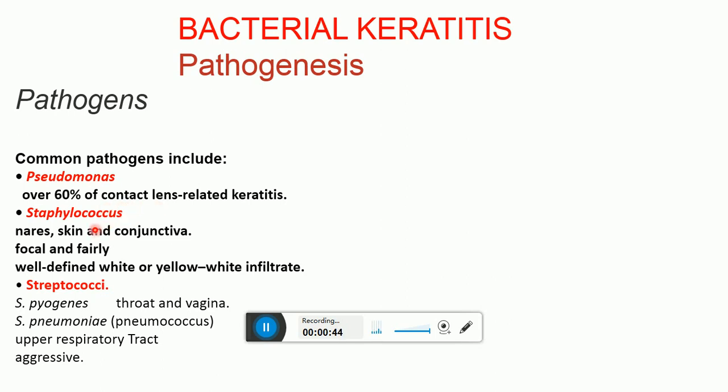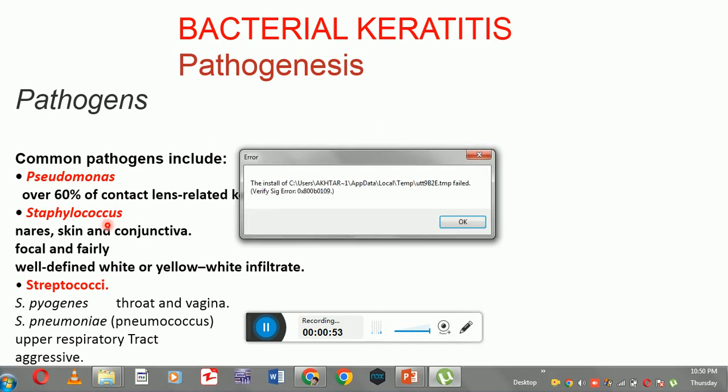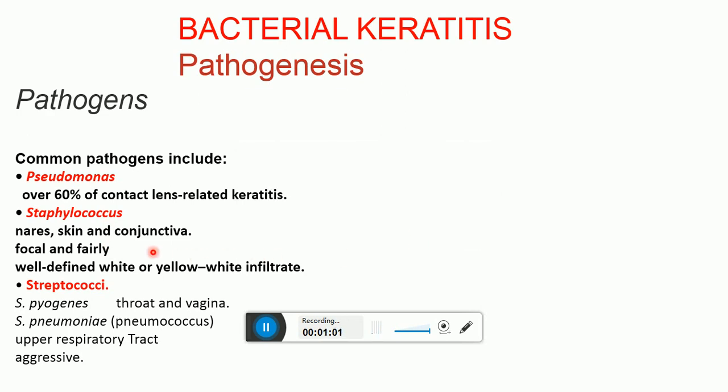Next cause is Staphylococcus. Staphylococcus aureus is a common gram-positive, coagulase positive commensal. It lives in the nares, it lives in the skin and conjunctiva, and from there it can enter the eye and infect the eye. Keratitis presents with a focal, fairly well-defined white or yellow-white infiltrate.